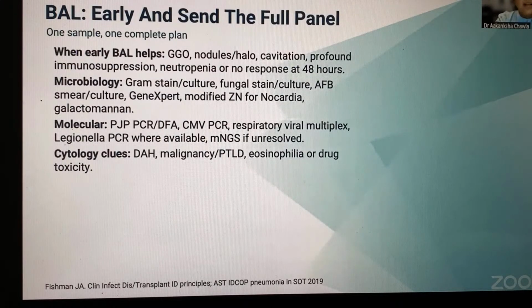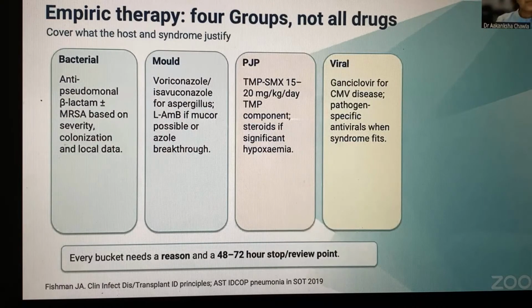Apart from that, like I said, cytology can also give you clues, especially when it's a non-infectious cause like diffuse alveolar hemorrhage, which is diagnostic. When you're doing a BAL, malignancy, a PTLD, eosinophilia, or even drug toxicity. So you must know what to send once you've taken a BAL sample.